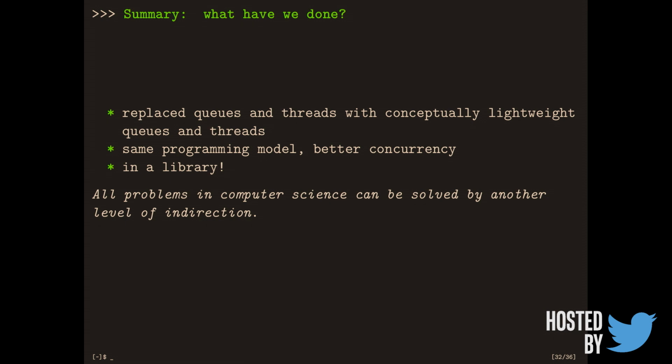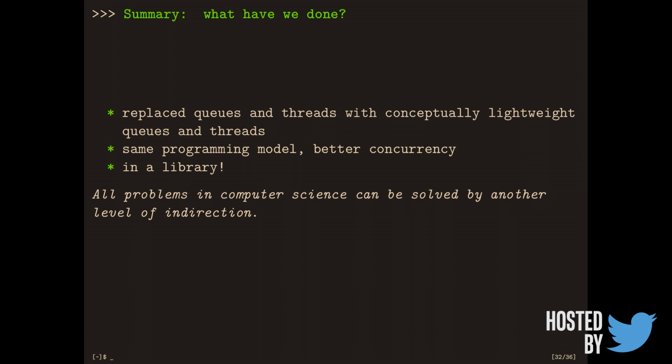So just to summarize, what this project does is we've replaced threads and queues with conceptually lightweight threads and queues. So the programming model is again the same. It's all about reducing the complexities. You can program with these familiar concepts, but you get better concurrency, much more fine-grained. And the environment is going to take care of running it. You can run on Scala.js, any environment you want. And it's all done in the library. It's not in the language.